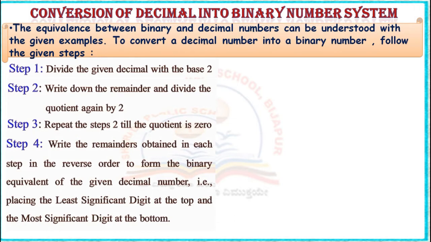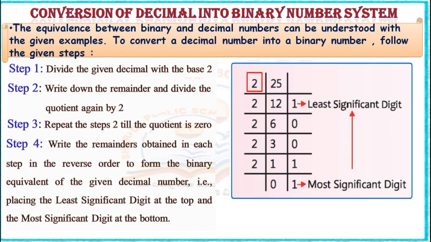Children, let us see one example. Here we have 25 as a decimal number. We have to convert this into binary. The first step is to divide the given number by 2. Write down the remainder and quotient. Divide the quotient again by 2. Write down the quotient and remainder. Repeat steps 1 and 2 till the quotient is 0, and identify the most significant digit and least significant digit. Now write down all the remainders obtained in each step in reverse order.